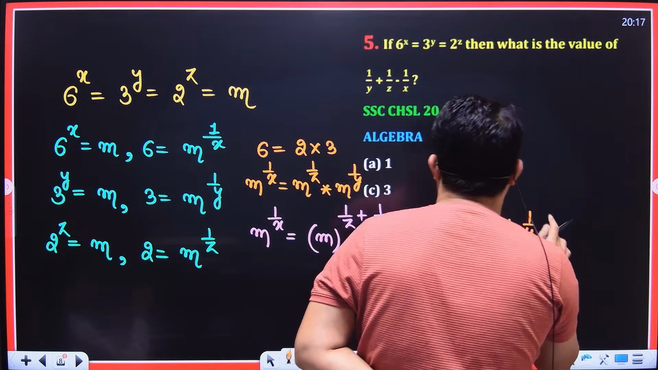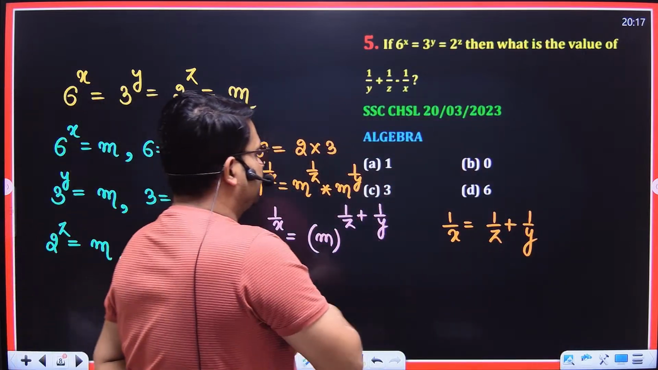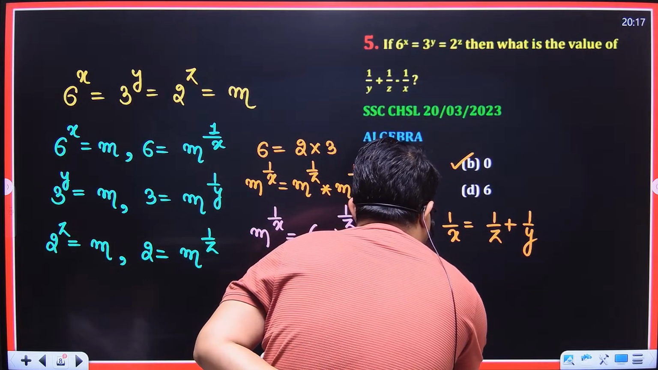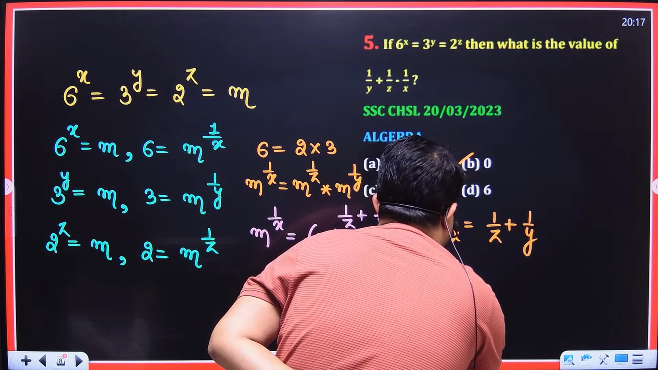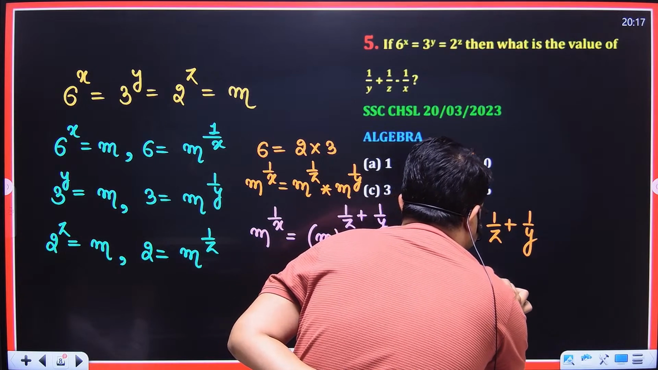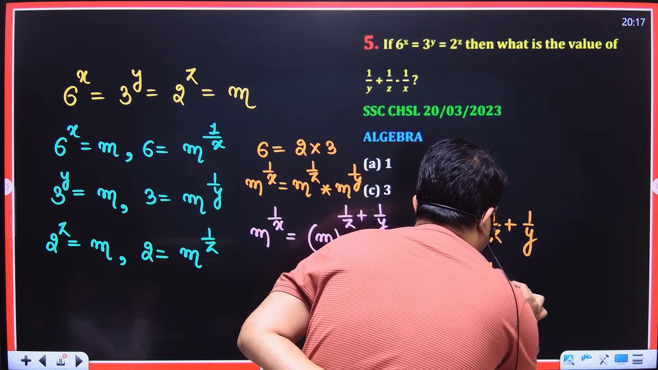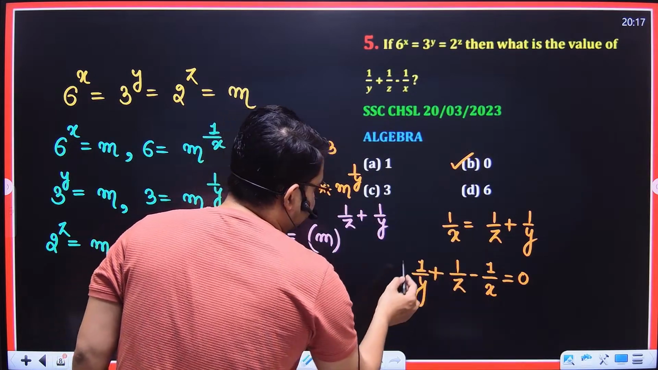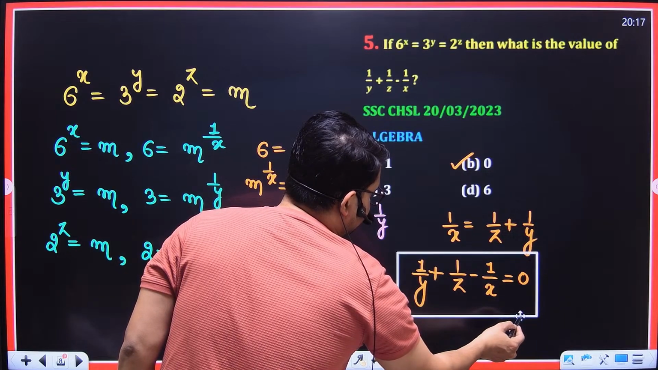We have to calculate 1 upon y plus 1 upon z minus 1 upon x. Then this one will be equal to 0. So this one is the solution to that particular type of question. This method will be used when you solve such kind of questions. So in 99% of the cases, you will get this.